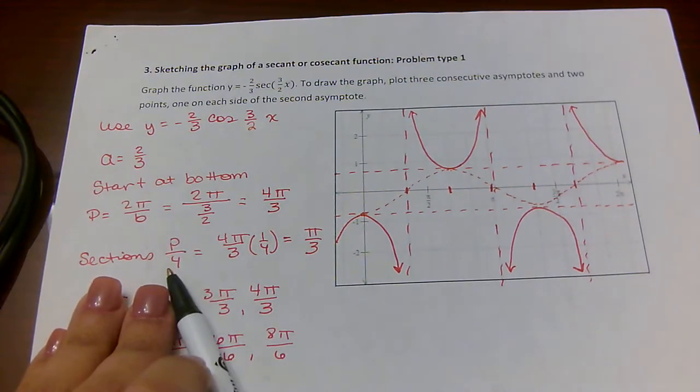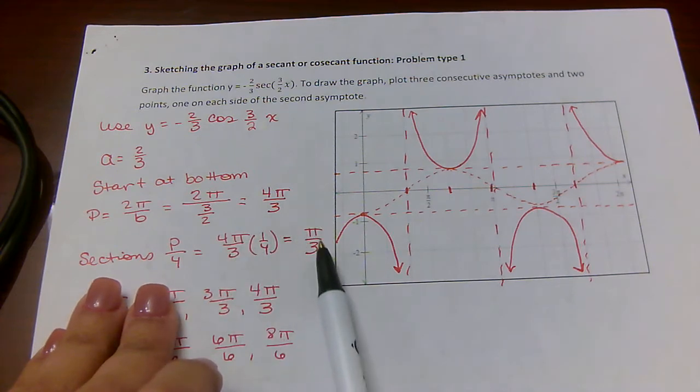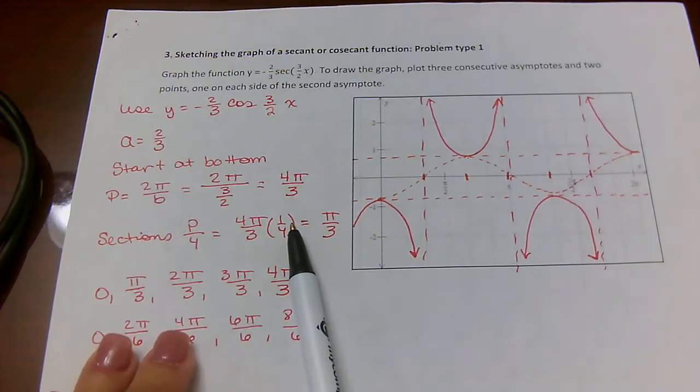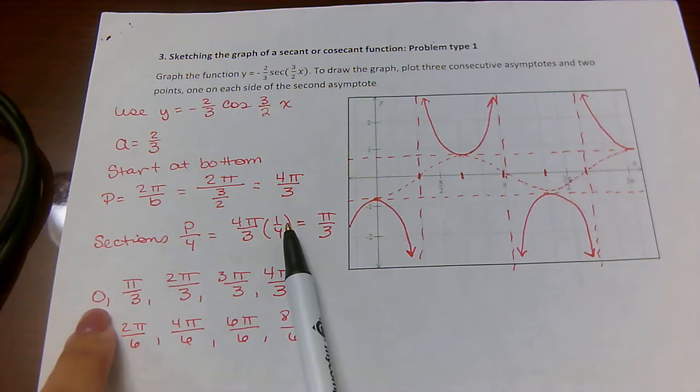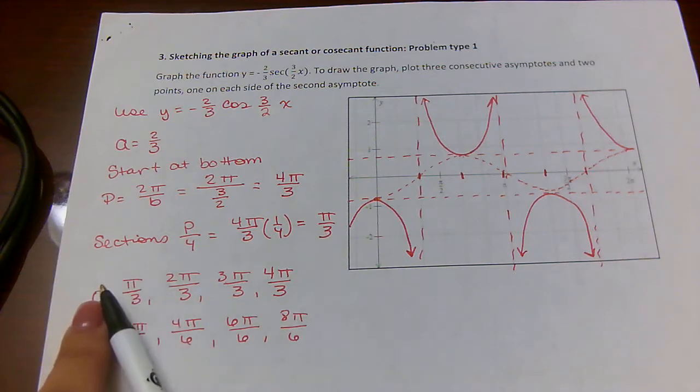We're going to do the period divided by 4. And here I get the sections to be pi over 3. The sections is the part that we're going to add from our original number. So no shifting here at all. So we're going to start at 0 and we're going to add pi over 3. So I didn't put the numbers that I'm adding each time. I just put the main 5 points. It's similar to the ones that I highlighted in purple.